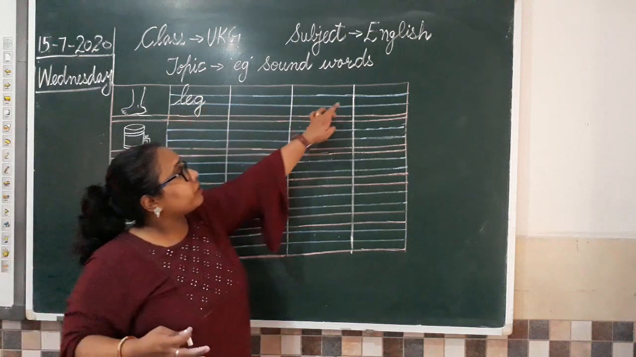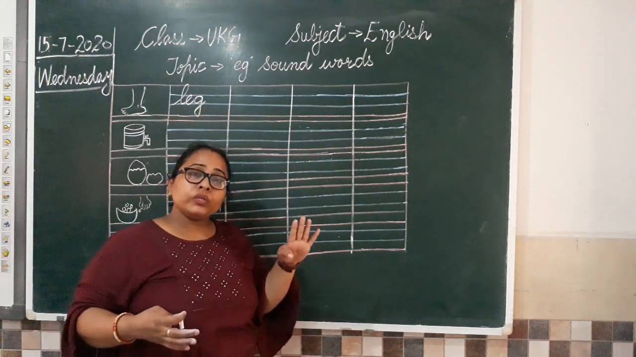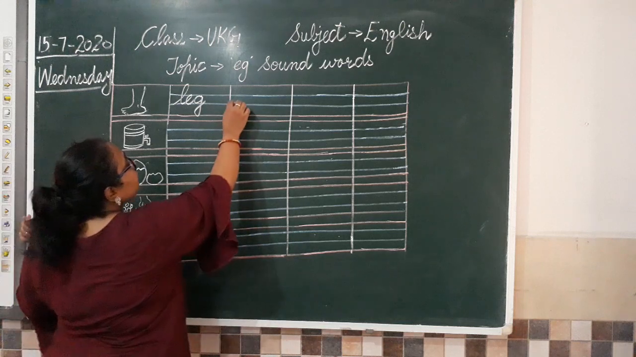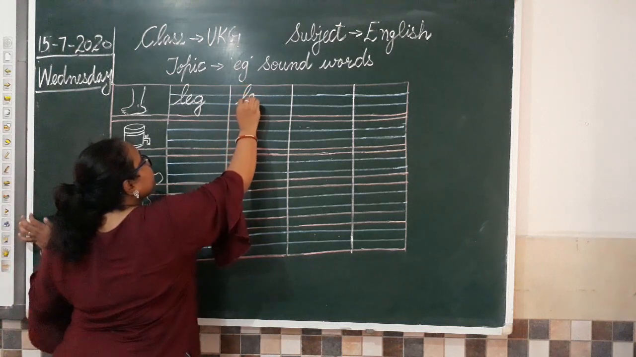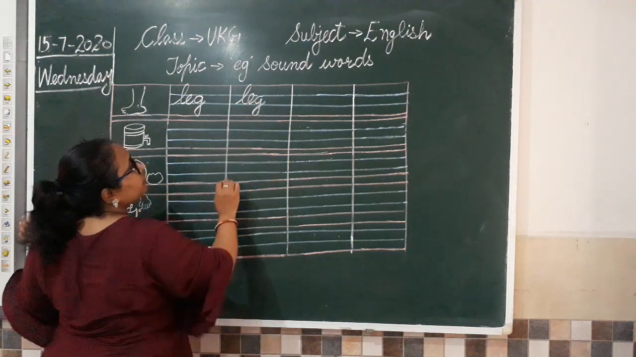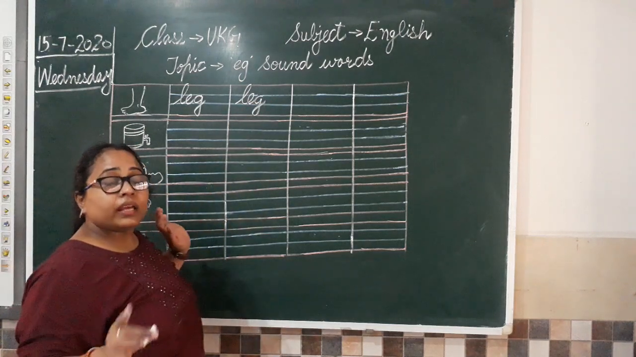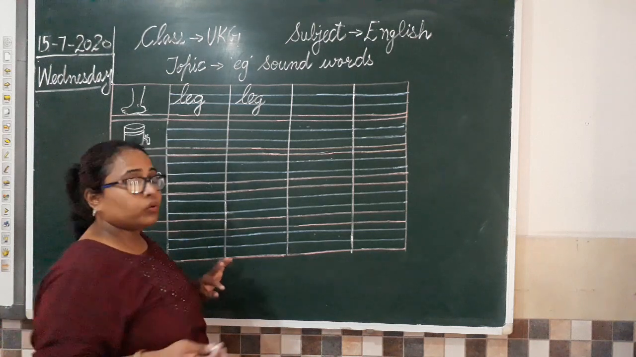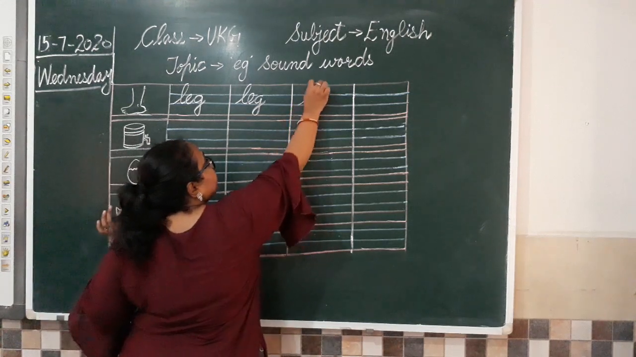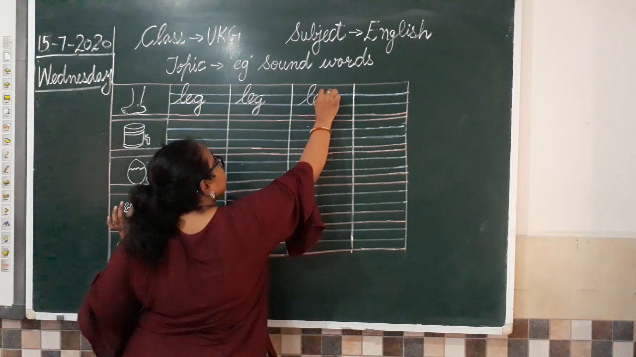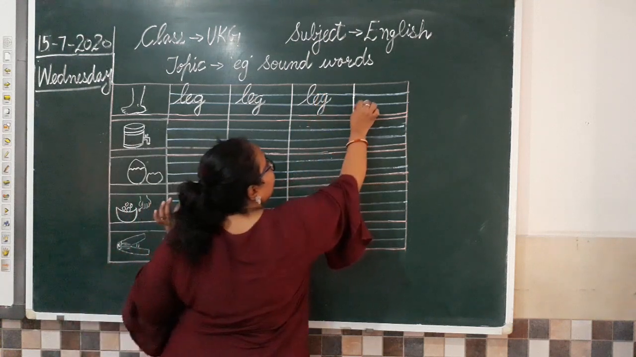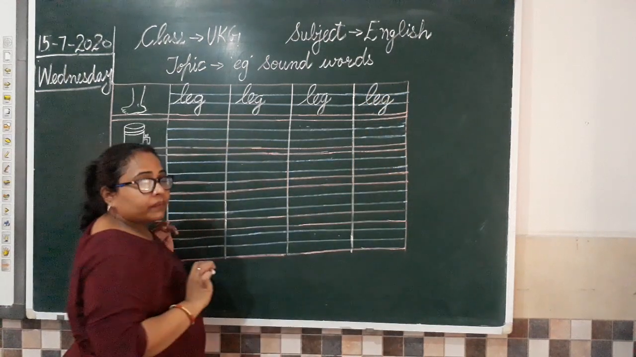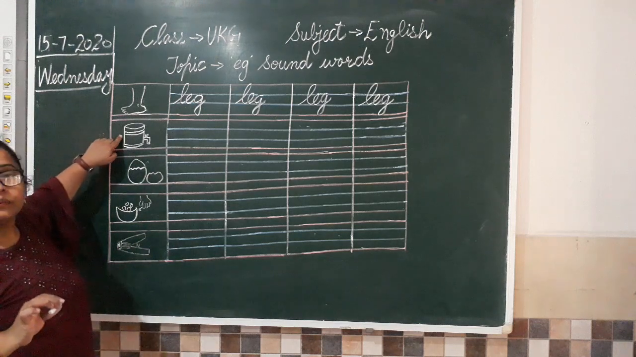This word needs to be written four times. How are you going to do this work? You are going to write it four times. So again we are going to say le, egg, leg. Don't say L-E-G, leg. No, that is wrong. Whenever we are writing, we are going to say with sounds only. Say as I am saying, le, egg, leg. Again, le, egg, leg.